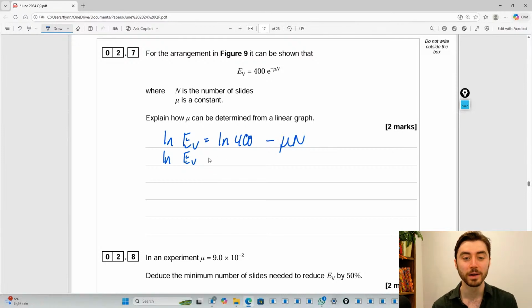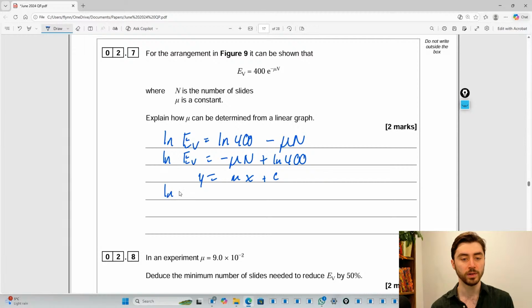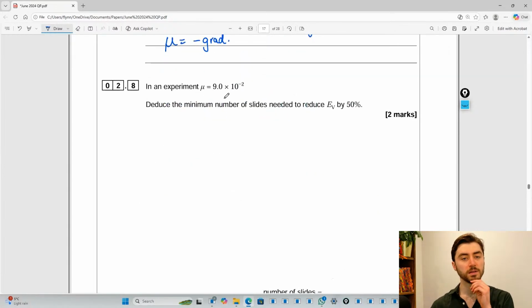Apologies, you're fine. Okay, so this is, in other words, minus mu n plus ln 400. And the reason why I rewrite it like that is because then it's of the form y equals mx plus c. So in other words, a graph of ln of EV versus n is a straight line, and the gradient is minus mu. So in other words, mu is minus the gradient, and then that's fine. So in an experiment, mu is that.